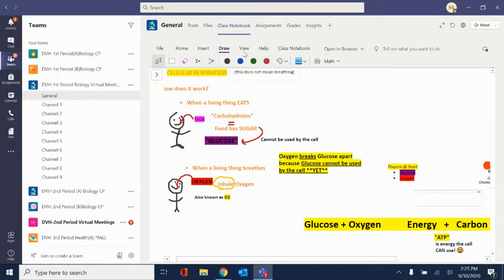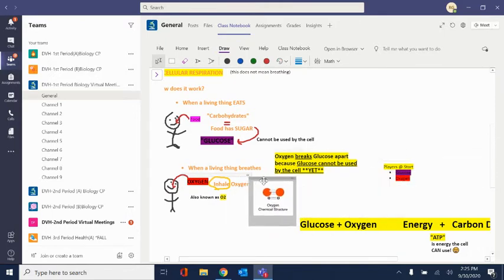So I also wanted to put in here a little picture of oxygen. Obviously, oxygen doesn't look like this when we're breathing it in. But this is just a little illustration so that you can remember, because we will see oxygen throughout the year. So who are my players right now? Again, we have oxygen and glucose.